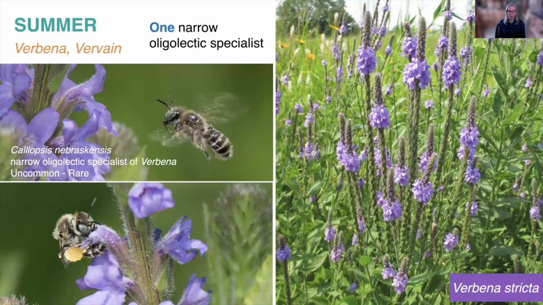The vervain specialist that I mentioned earlier is a narrow oligolectic specialist of Verbena, and it is usually only found on the hoary vervain, or Verbena stricta. And that is a plant that also grows in dry habitats in compacted soils. So I think historically, it probably would be clustered along bison paths or wildlife paths where the soil was continuously compacted.